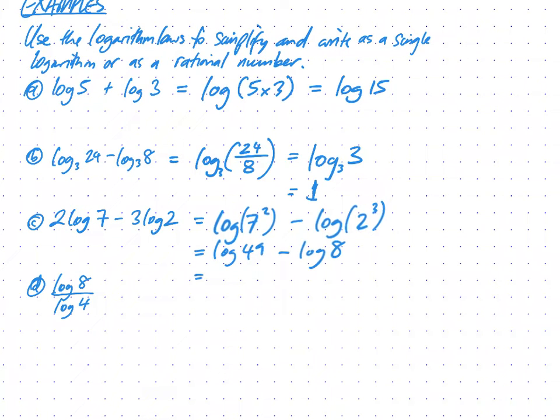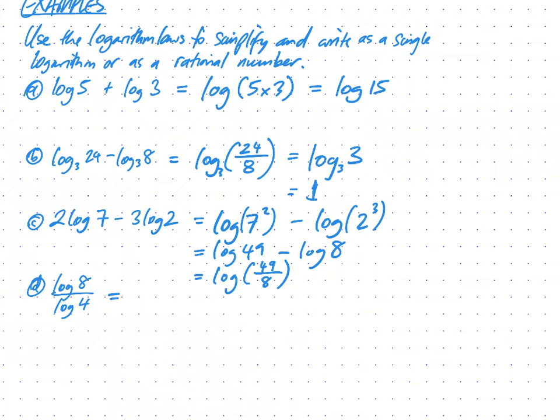And then the second law that's written up there, when you have a minus with the same base, that's a division, 49 over 8. That's as simple as it can go.